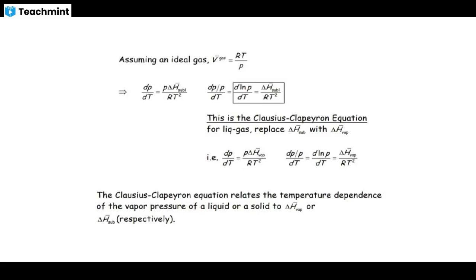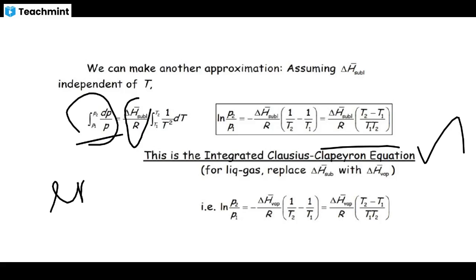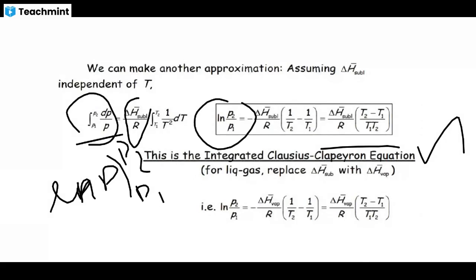We can make another approximation, assuming ΔH sublimation is independent of temperature. If you integrate from P1 to P2, you can take ΔH outside, and you get the relation with (T2 minus T1) by T1 T2. This is the integrated Clausius-Clapeyron equation, which is also very important. So ln P2 minus ln P1 equals ln P2 by P1; you all know the simple mathematics.